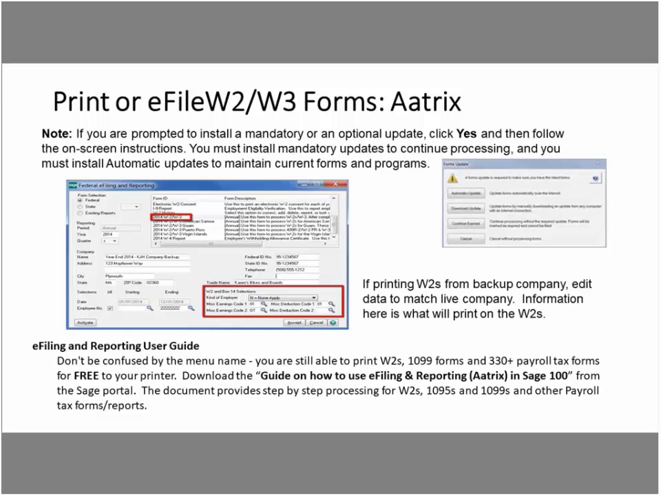Part of this is, we do hear a lot of people get confused by the name, so don't worry about that. You are still able to print all of the W-2s, 1099s, and a myriad of other forms right to your printer at no cost. There is a guide in Sage's portal. It's called Guide on How to Use E-Filing and Reporting in Sage 100. If you log into the customer portal at Sage, you're welcome to download that, and it provides step-by-step instructions with screenshots, etc., for how to process all these forms.